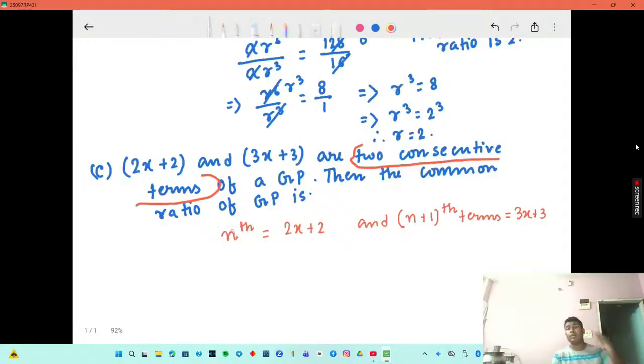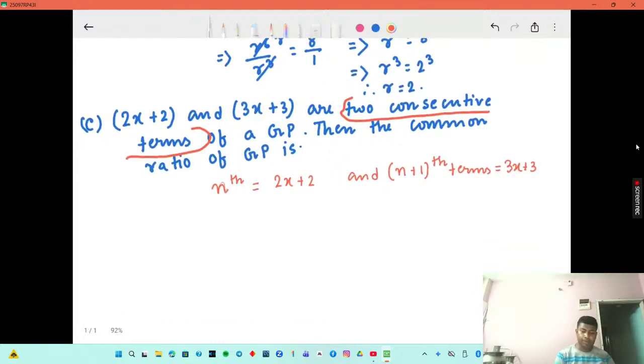So what is the meaning of consecutive terms? It means if this is the first term, then this one is the second term. If it maintains the consecutiveness, then we can say that if the nth term is the first term, then the n plus 1th term is the second term. So we can write this one.